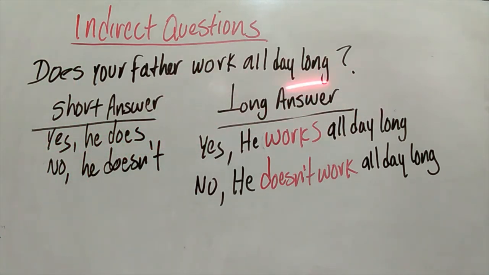But at the moment that we have the long answer, check this one. For example, in this case, check the verb that is modified. Do you remember the lesson 26 where we were supposed to modify verbs in third person? Now, we want to use it here. For example, it says, does your father work all day long? Yes, he works all day long. Oh, why is it? No, he doesn't work all day long.